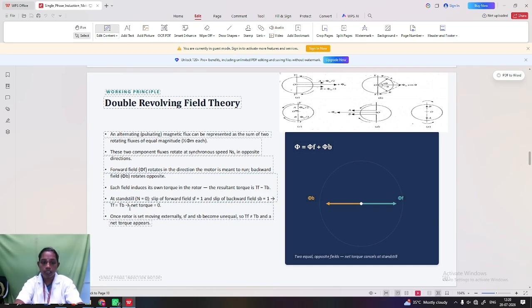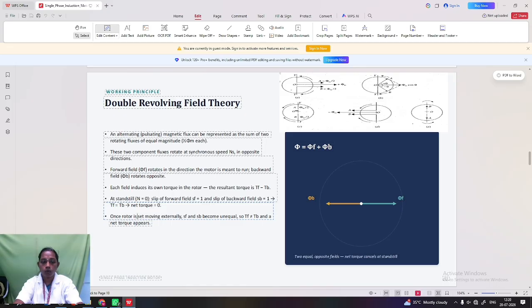At standstill, we know the condition N equals 0. Under this condition, the slip of the forward field Sf is equal to 1, and the slip of the backward field Sb is also 1. Both have the same slip at standstill. So we get Tf equal to Tb, that is, forward torque is equal to backward torque. From this condition, the net torque will be 0. Zero torque means the motor never starts.